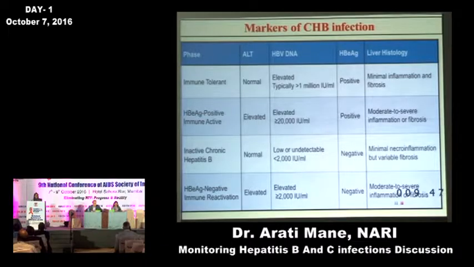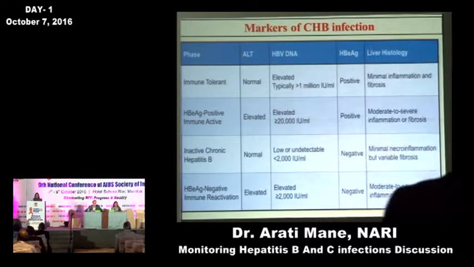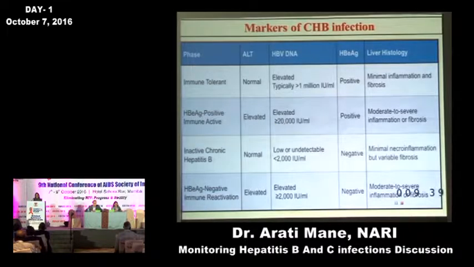Sometimes a person with chronic hepatitis B infection can have active replication even in the absence of HBe antigen, and this is known as the immune reactivation infection. Now these stages are very important because treatment essentially is guided by these stages.